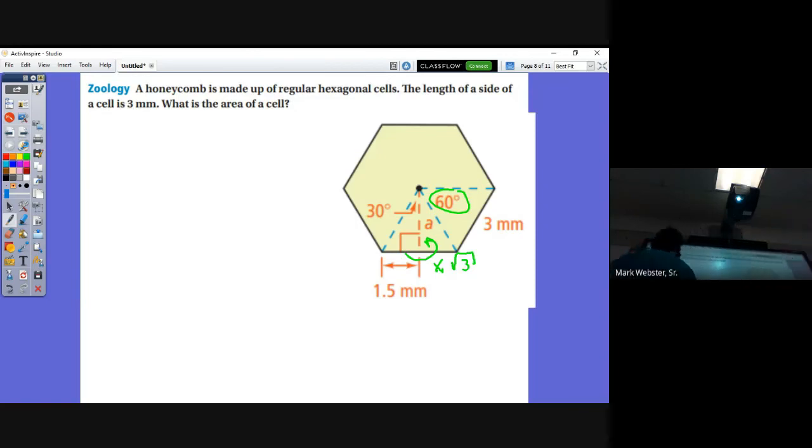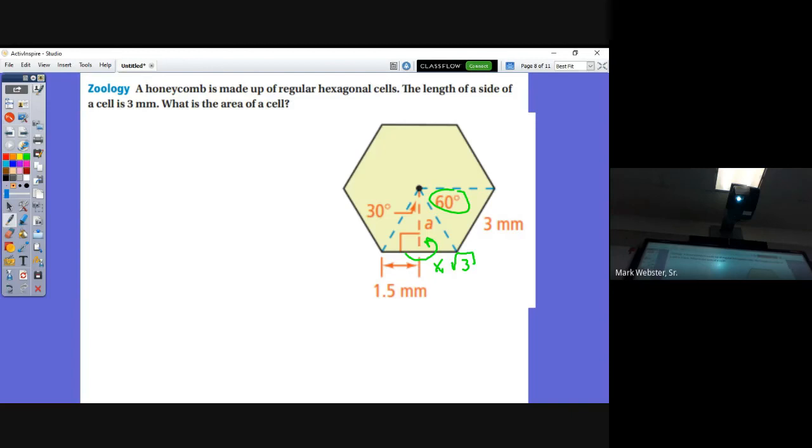So if they tell you that the side of a hexagon is something, you can just cut it in half and then multiply by radical 3 to get the apothem. All right, does everybody hear what I just said? This is the long and short of it. If you've got a hexagon and they give you the length of one side, cut that side in half, multiply by radical 3, that gets you the height of that triangle. Everybody see what I'm saying?